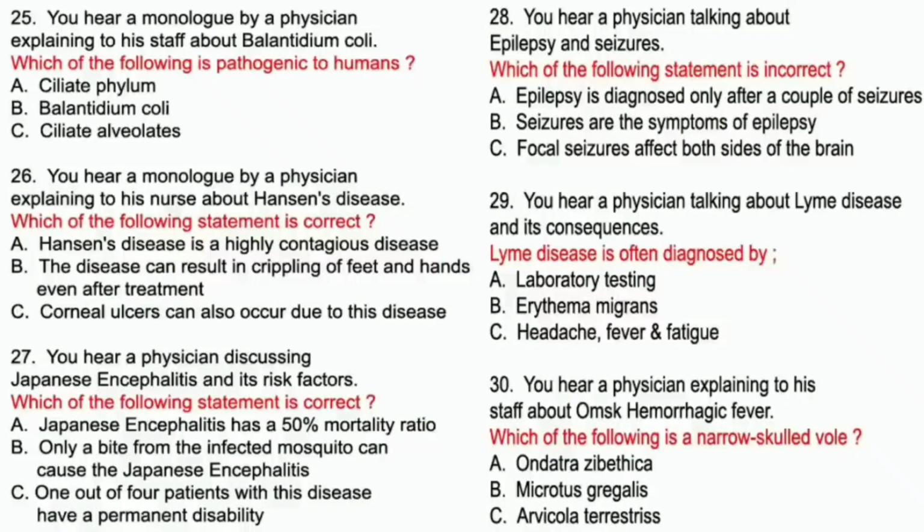Question 28. You hear a physician talking about epilepsy and seizures. Now read the question.